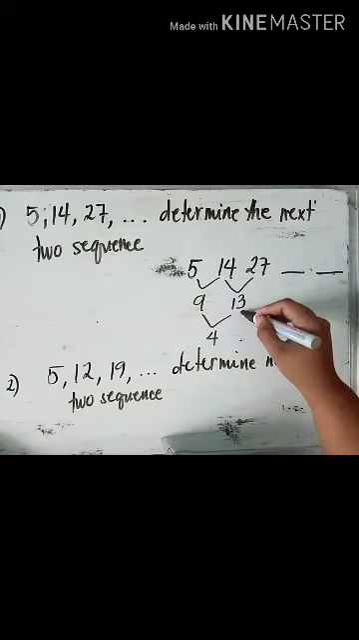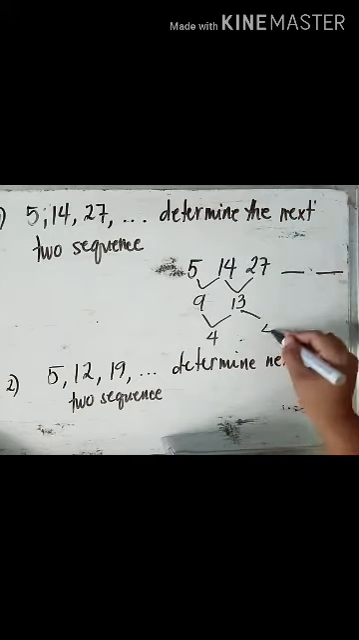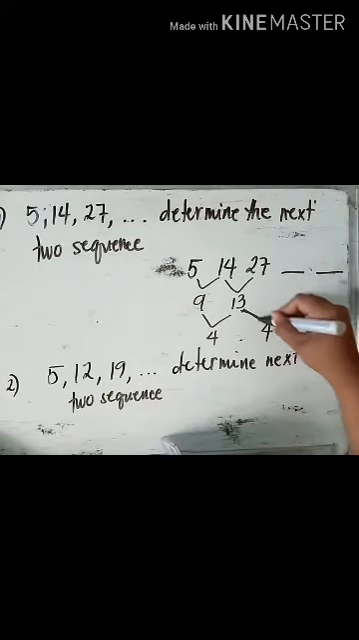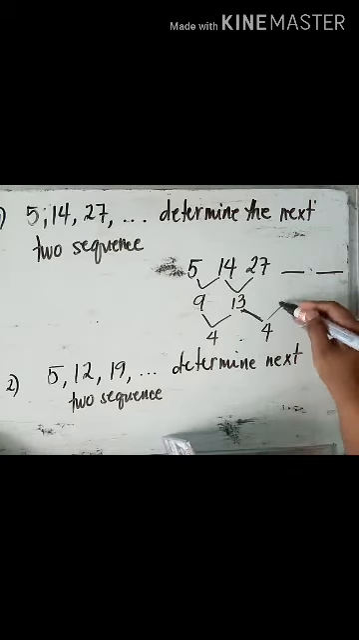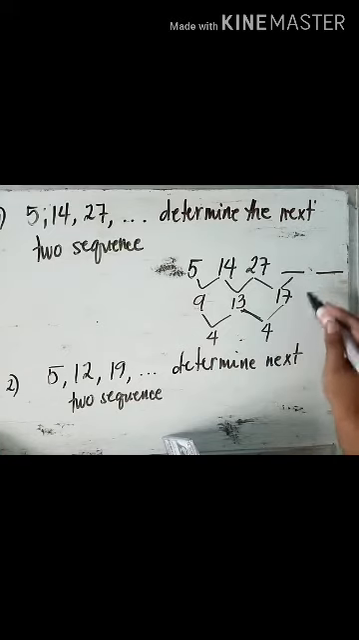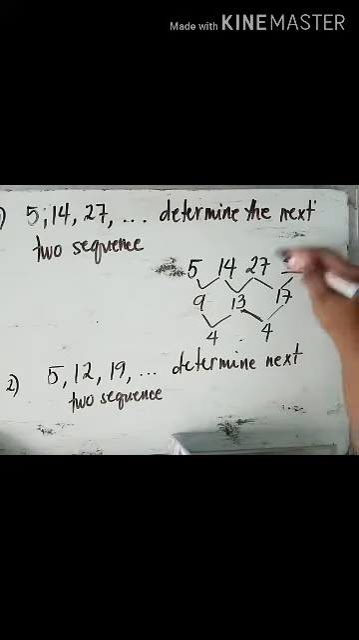So the first thing to do here is to add 4. We draw an arrow here. Then we derive the number here, that is 13 plus 4, that is 17. And now let's put an arrow here to connect. So that is 17 plus 27, that is 44. Okay, so this is now the next term.